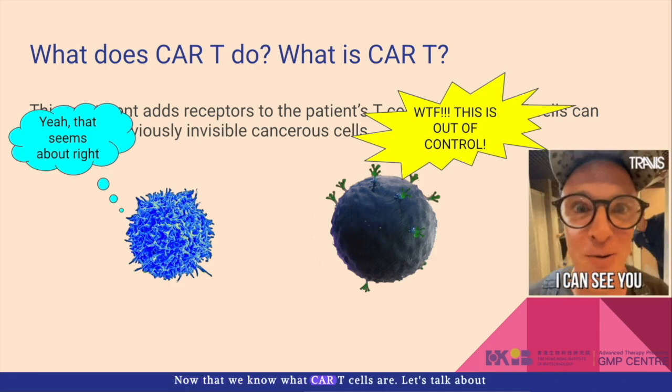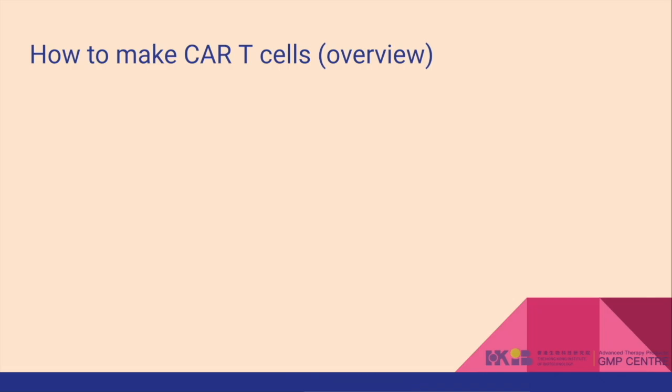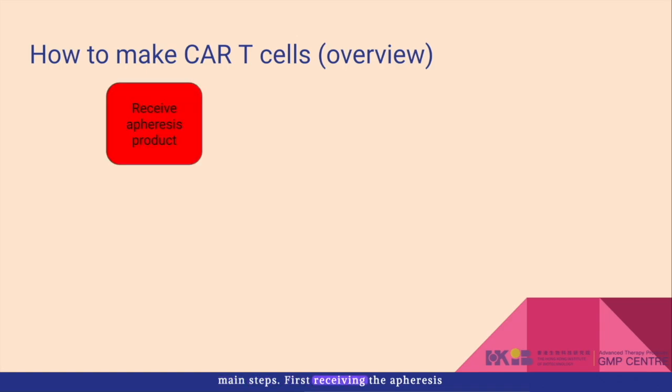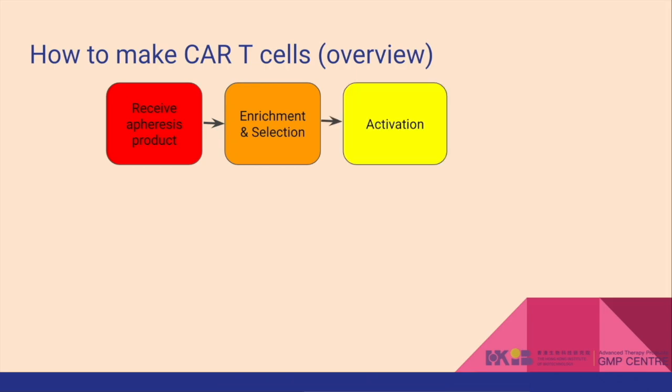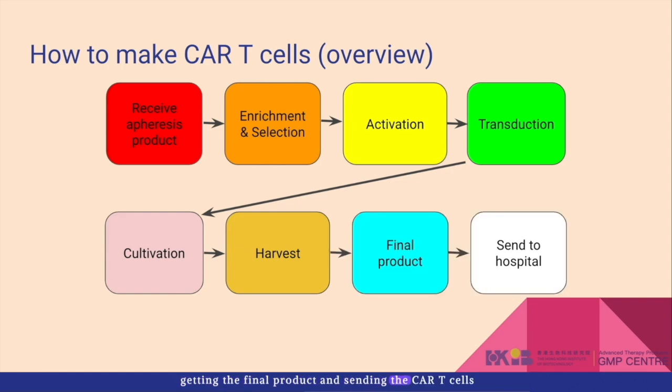Now that we know what CAR T cells are, let's talk about how to make CAR T cells. CAR T cell manufacturing can be split into 8 main steps. First, receiving the apheresis product. Then enrichment and selection, activation, transduction, cultivation, harvest, getting the final product, and sending the CAR T cells back to the hospital. We will be going in depth in each of these steps in the following slides.